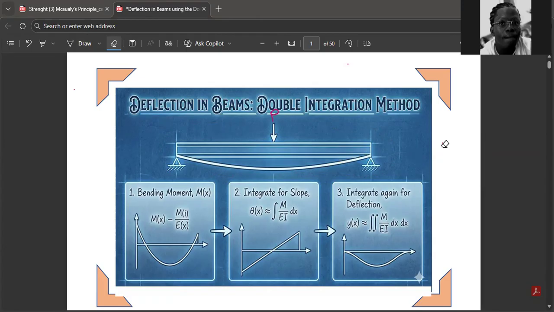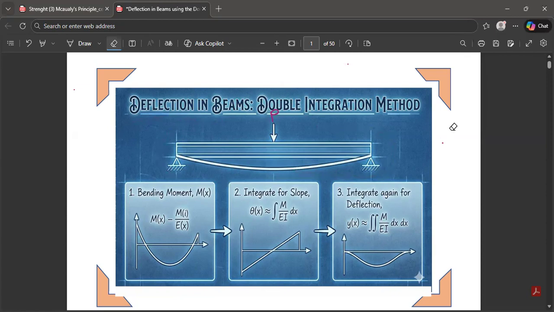But you have to know the double integration method before you can be taught the moment area method. In exams, if you are asked to use the double integration method and you go and use the moment area method, you get everything wrong. It implies that you didn't follow the rules and regulations. So you have to know both methods so that if the question is specific, you know the method you are supposed to apply.